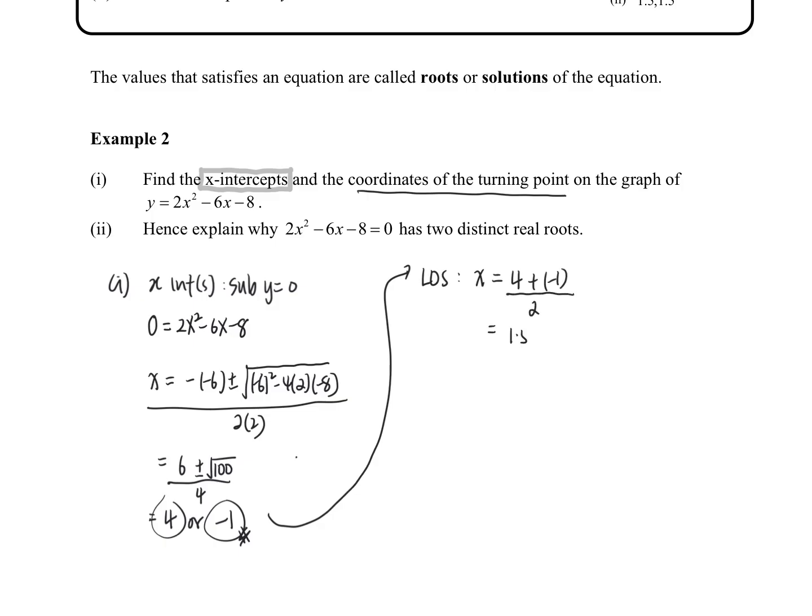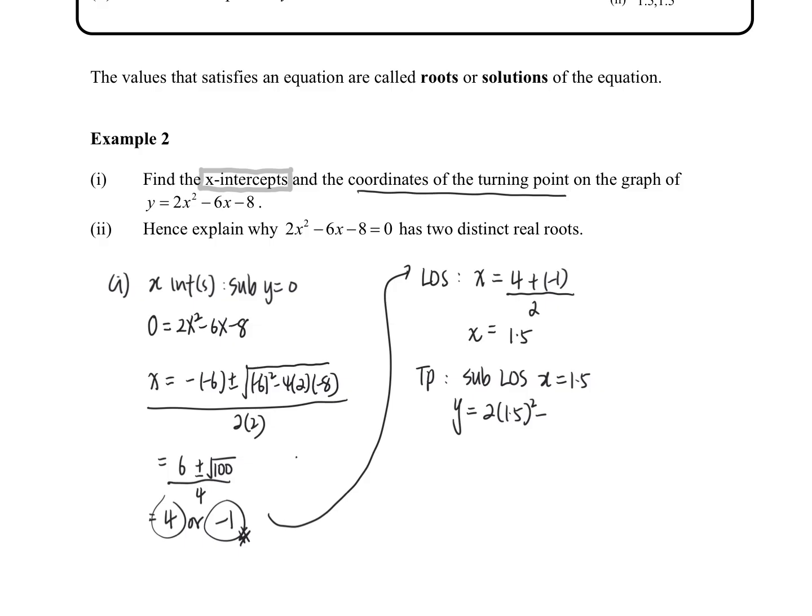So that will give you a 1.5. So your x-coordinate for your line of symmetry is 1.5. And then to find your turning point, you basically sub the line of symmetry into the equation.